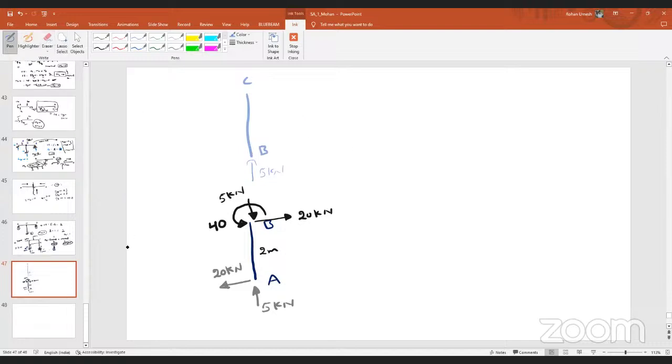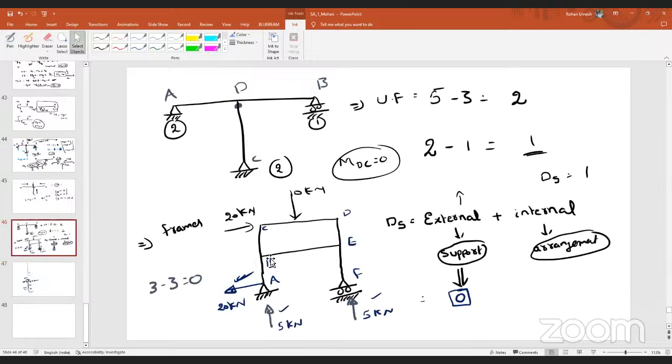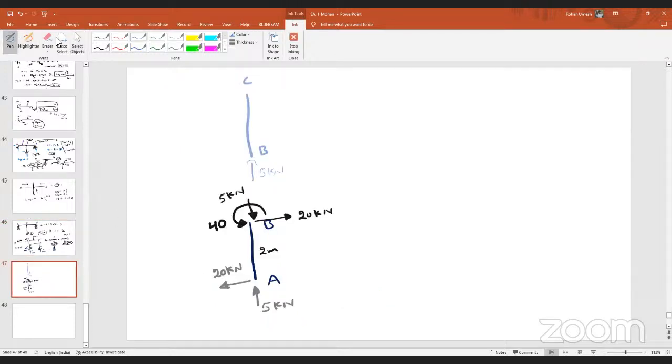At the point we have 5 kilonewton upward. See, at B, how many members are connected here? 3 members. Previously, there were 2 members, but in the present case, 3 different members are connected. Previously we discussed that if only 2 members are there and we add them, you should not get any net reaction. That's why you should get it as 0.